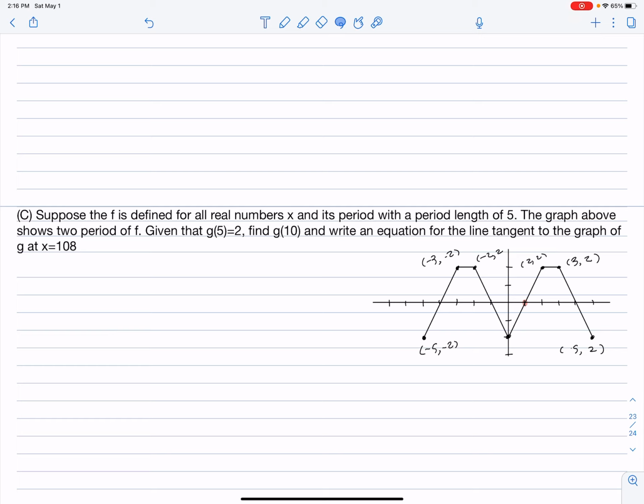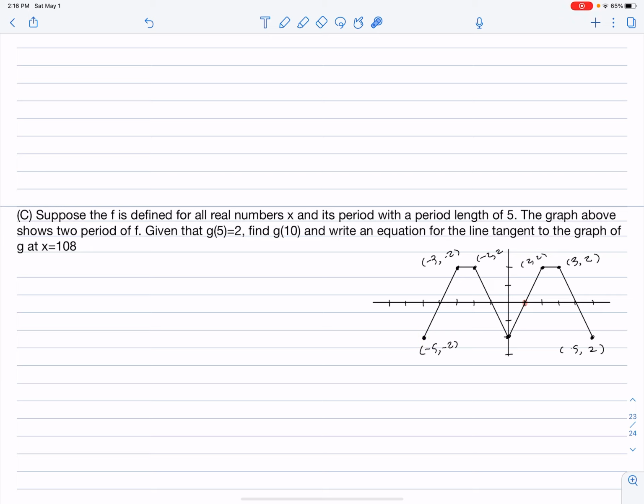Reminder, period length just means that something's repeating over and over again. So when we talk about sine, sine has a period length of 2 pi. It repeats every 2 pi, right? So this has a period length of 5, which means it starts here. So if this is the start, it ends here.